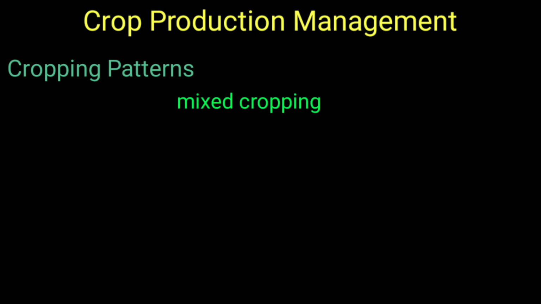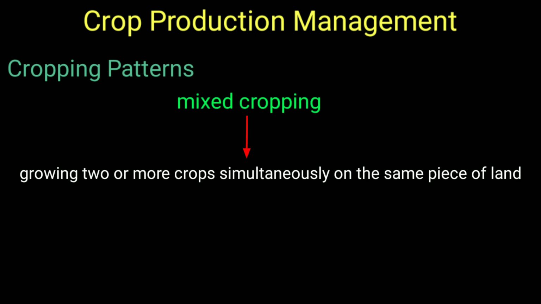So now let's talk about cropping patterns. The first type is mixed cropping. Mixed cropping is growing two or more crops simultaneously on the same piece of land. For example, wheat plus gram or wheat plus mustard.